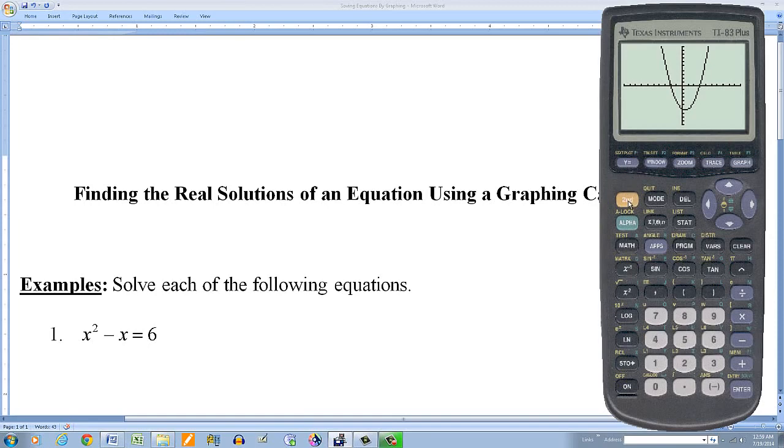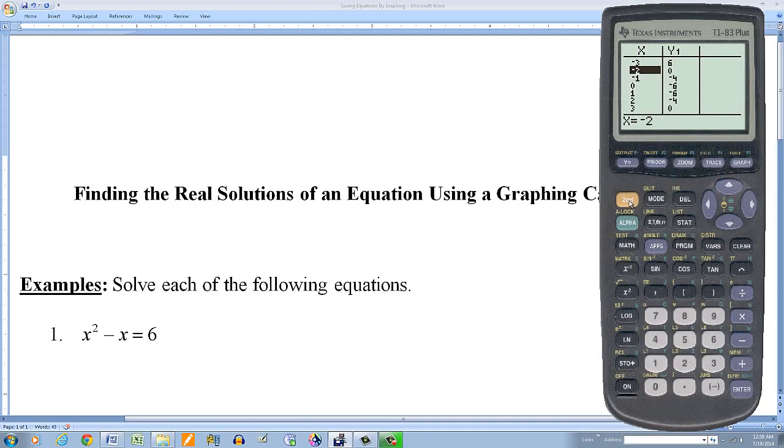Now you can also check this out on the table. Go second and hit the table, and you can see that when x is minus 2, y is 0. So negative 2 is a zero. According to the statement we just made, negative 2 will be a solution. Down here you can see when x is equal to 3, y is equal to 0. So 3 is a zero of this graph, so 3 is also a solution. So the solution is negative 2 and 3.